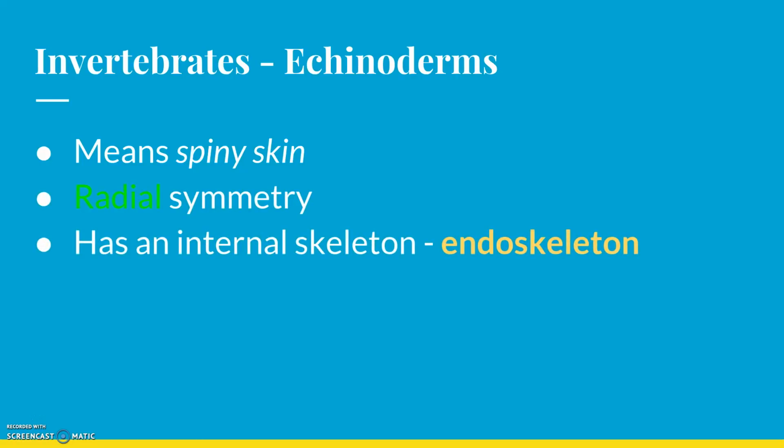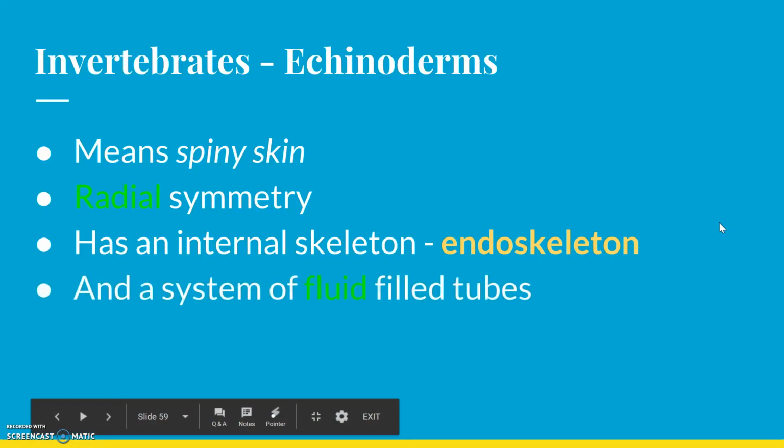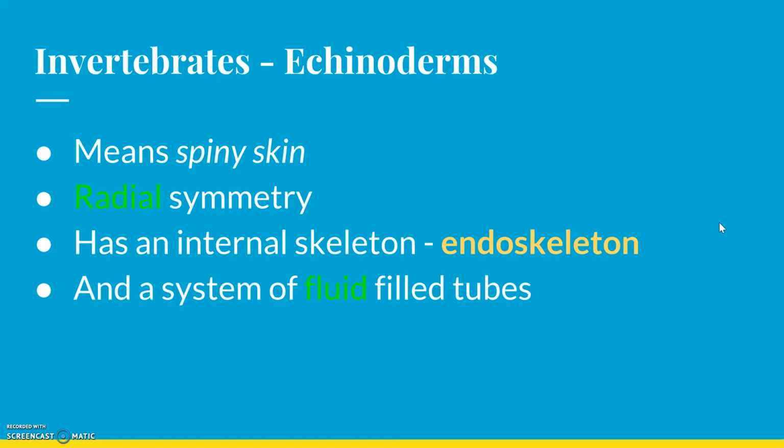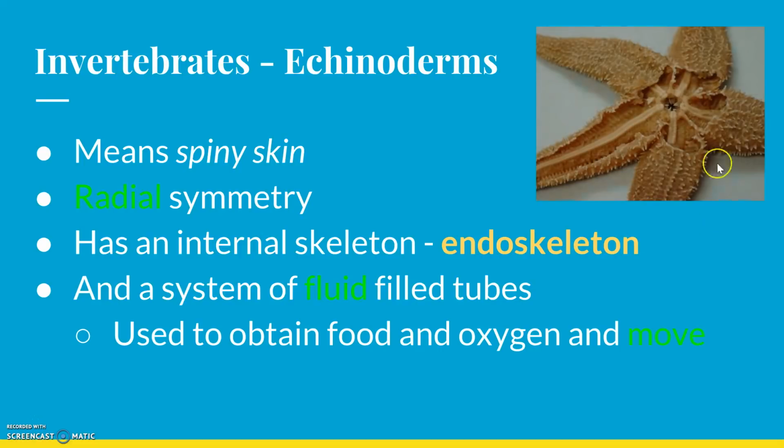They have an endoskeleton, so they have what we have. Okay, their bones are on the inside. So if you would step on a starfish, the spines here would poke you, but you would feel squishy. Okay, so it's totally good. They do have a system of fluid-filled tubes. They use these, and you can see here the different canals here. They use those to move around, to get food, to get oxygen, to find mates.